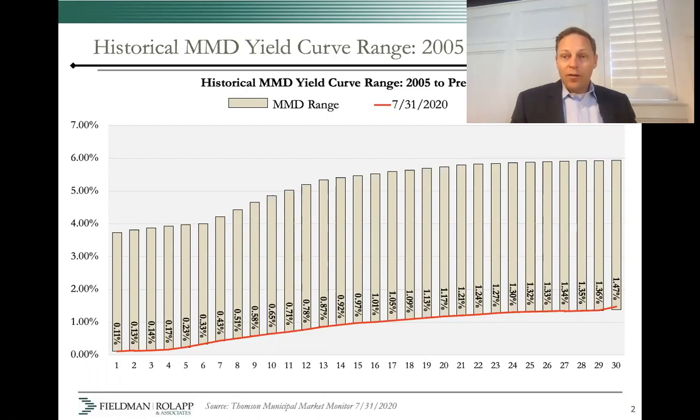Hopefully what you're noticing is that red line is near the bottom of those tan bars. That's signaling that we're at near historic lows in almost every maturity. Since we last spoke 2 weeks ago, the 1 year has declined a bit, and the 30-year has just very slightly declined. I want to show you what I consider an interesting trend here.